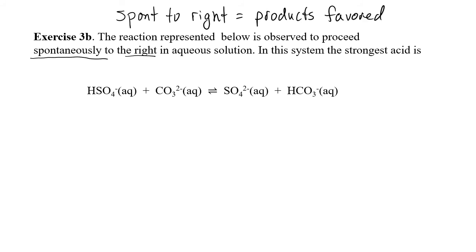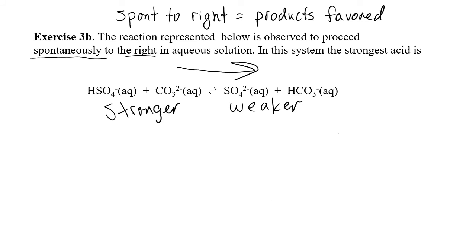If it said spontaneously to the left, I know my reactants were favored. Or in other terms, if it said it was non-spontaneous in the forward direction, then my reactants would be favored. However, it proceeds spontaneously to the right. And we know that the equilibrium favors the formation of the weaker acid and base. So because the reaction is going this way spontaneously, we know that the weaker acid and base are on your right, and your stronger acid and base are on your left.